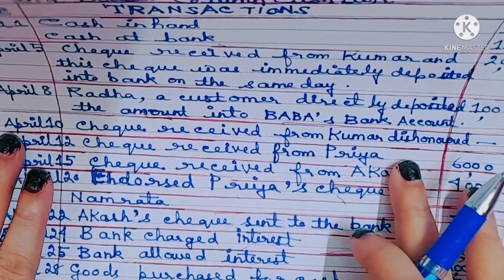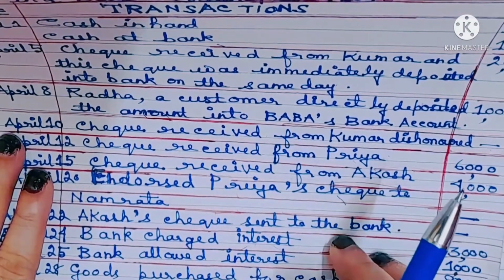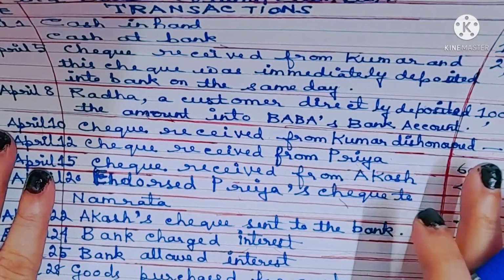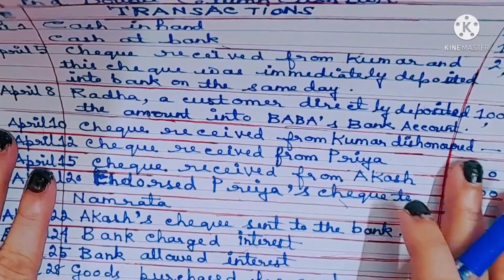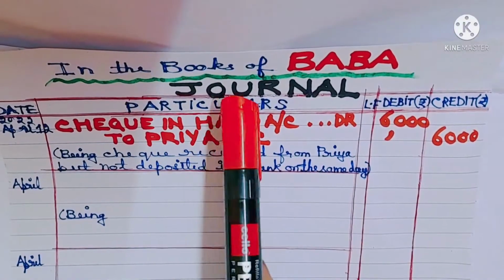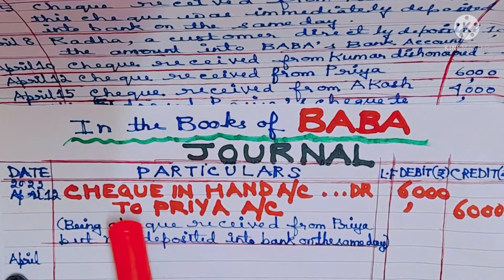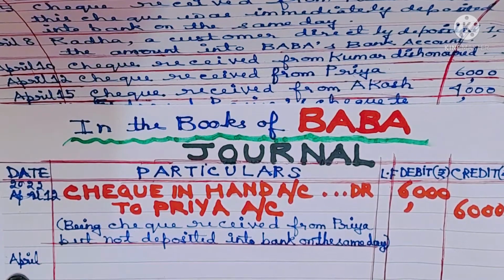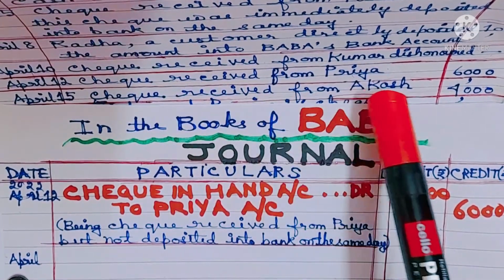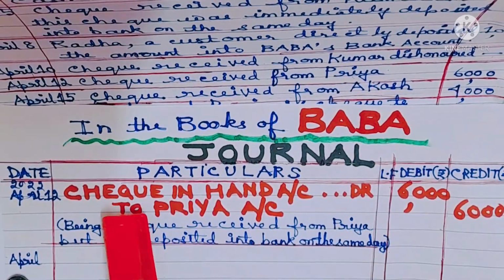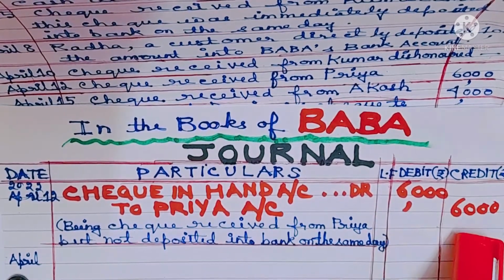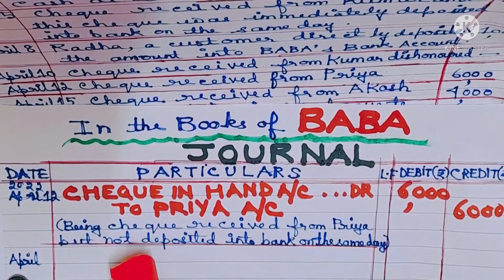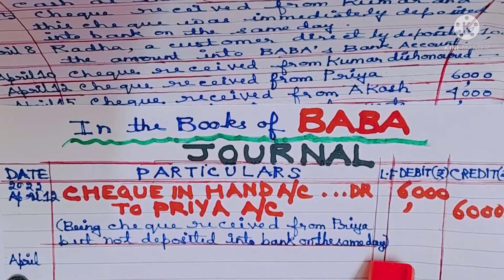Because there is no debit bank account and no credit bank account, you won't be able to record them. Instead, you'll record this in the journal. Let me show you. See, in the books of Baba journal, on 12th April, check received from Priya 6,000. The journal entry will be check in hand account debit to Priya account 6,000. Being check received from Priya but not deposited into bank on the same day.